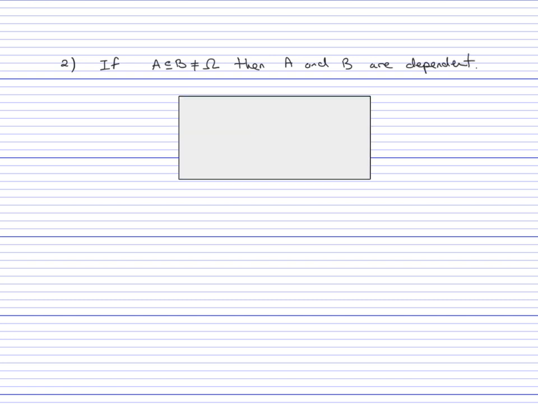Okay, the next property says that if A is a subset of B and B isn't the sample space, then A and B are dependent. Again, we won't prove that, but I can show you intuitively why it's true. So A is a subset of B, meaning that A is here and B is here.